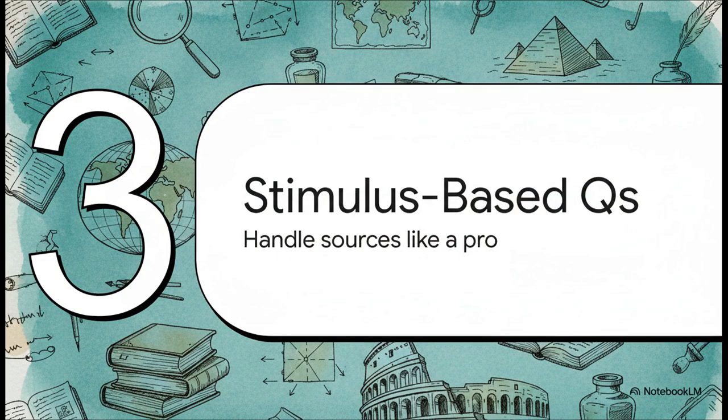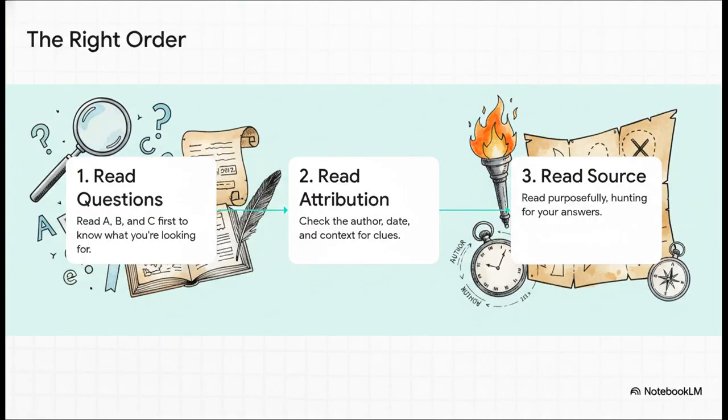Okay, let's put this formula into practice. We'll start with those first 2 questions, the required ones, the ones that give you a source to work with. Now, this is probably the most important piece of practical advice I can give you. Do not read the source first. You will waste so much time. Always, always, always start by reading the questions, A, B, and C. Then, look at the attribution. Who wrote it, when, get that context. Then, and only then, do you read the source itself. Because now you're hunting for specific information. You're reading with a purpose.